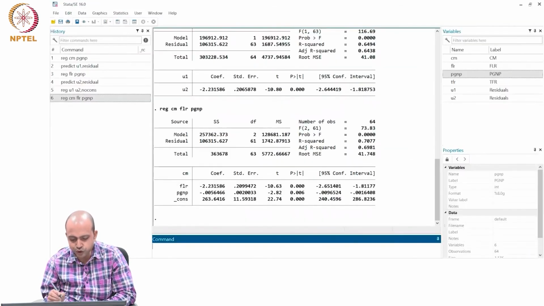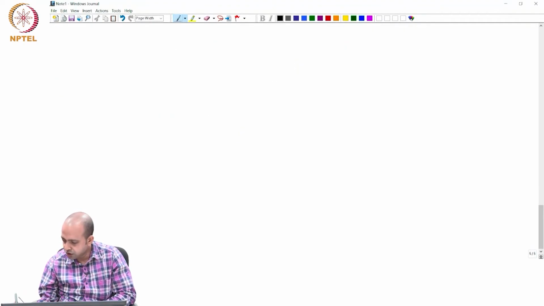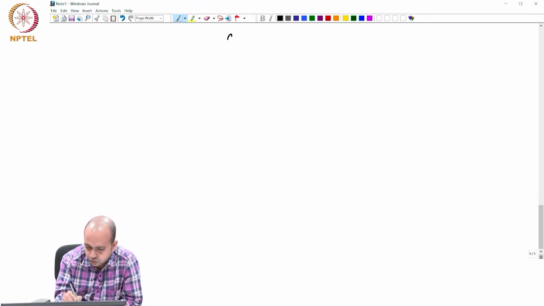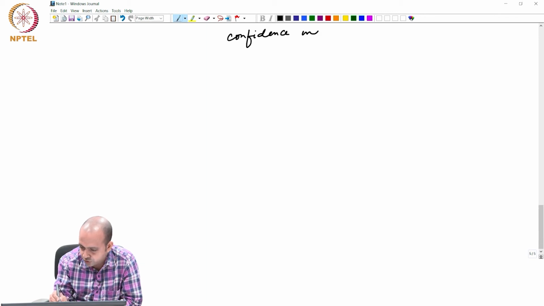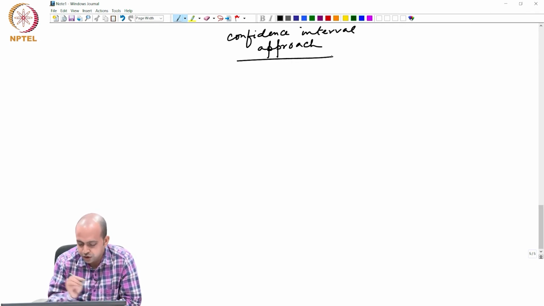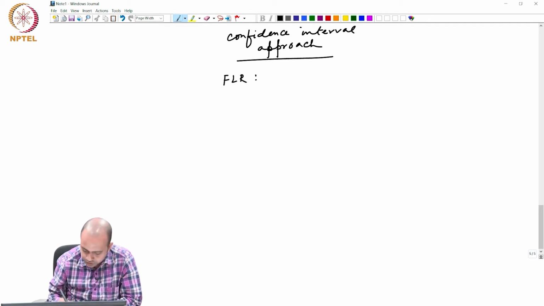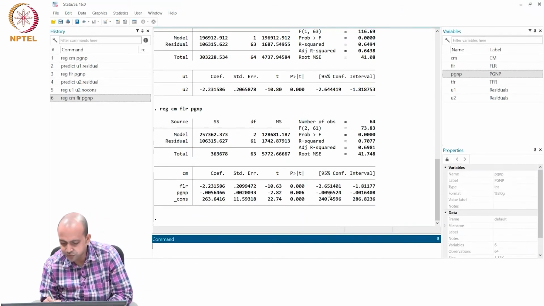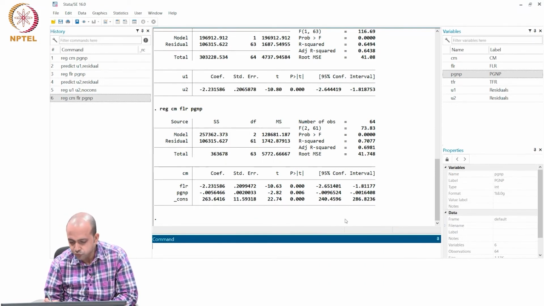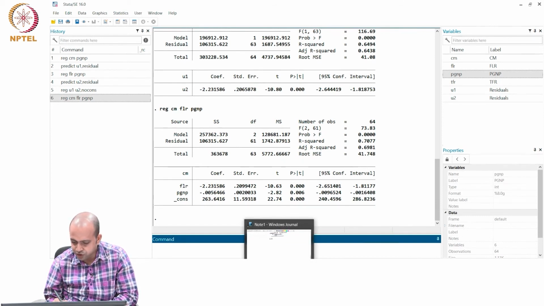Now, what we will do? We will see the confidence interval approach. There, corresponding to FLR, what is the confidence interval that we got? The confidence interval is minus 2.65 to minus 1.81.